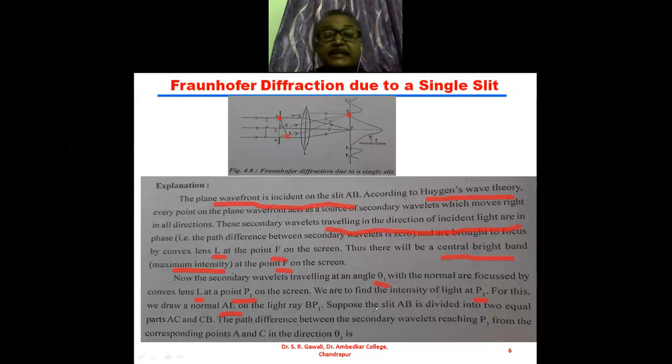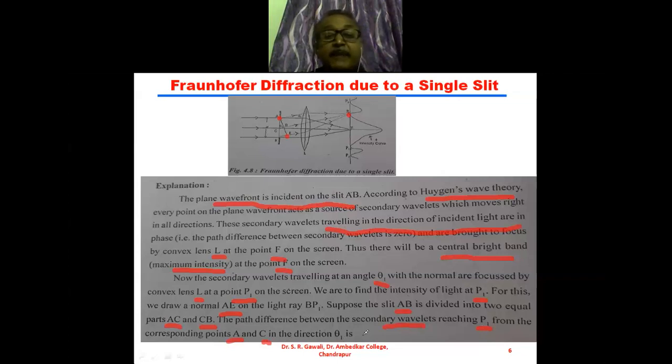Suppose the slit AB is divided into two equal parts AC and CB. What we do? The slit AB is divided into two parts. Slit AB को अपन two part में divide करेंगे, AC and CB. Okay. Then the path difference between the secondary wavelets reaching the point P1 from the corresponding points A and C in the direction θ1 is.